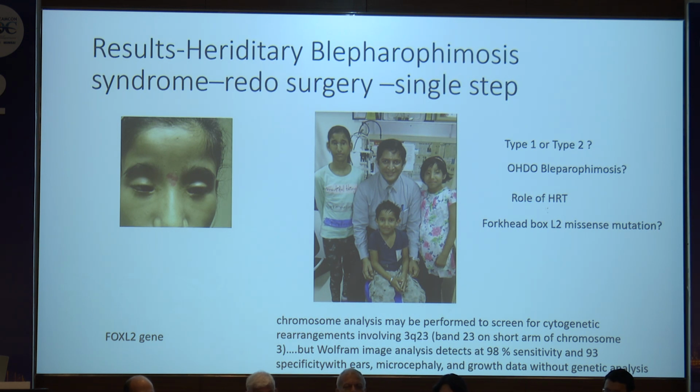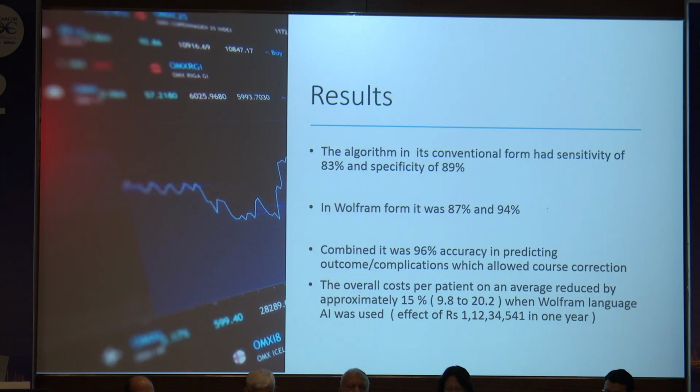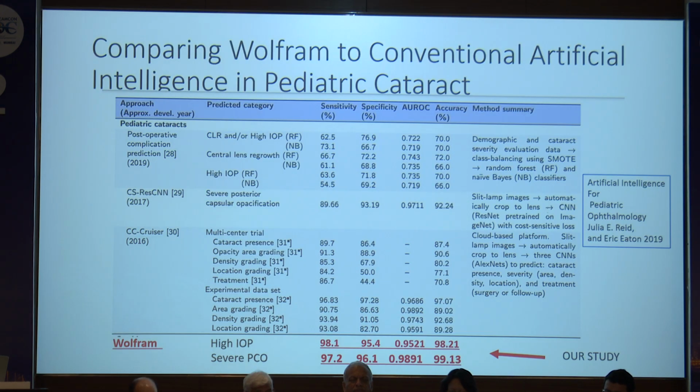But Wolfram image analysis detects at 98% and 93% specificity with ears, microcephaly and all physical features. The algorithm in its conventional form had a sensitivity of 83% and specificity of 89. In Wolfram form, it increased to 87 and 94. Combined, overall, it had an accuracy of 96%. The overall cost per patient on an average reduced by 15%. And when Wolfram was used, it was much more.